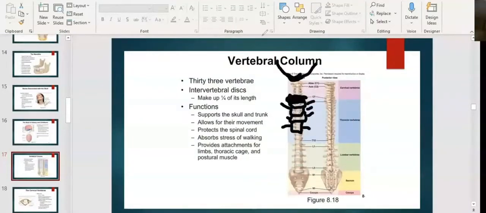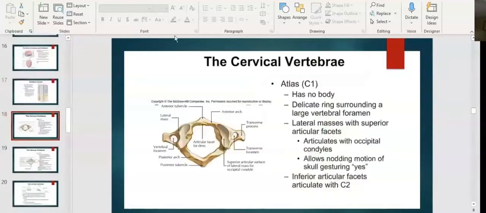So they're going to be like this. The first two vertebrae are somewhat different. The first vertebra, the one in red, is called the atlas. The second vertebra is called the axis. This is the first vertebra, the atlas, as I mentioned before. As you can see, the atlas has a hole. It's the vertebral foramen.